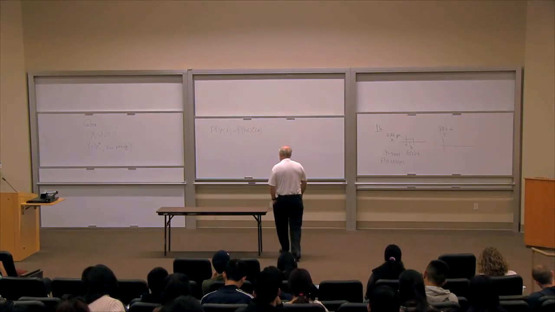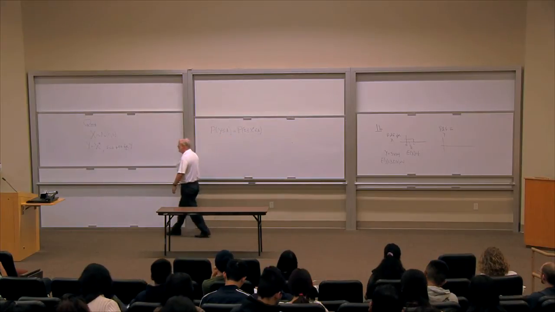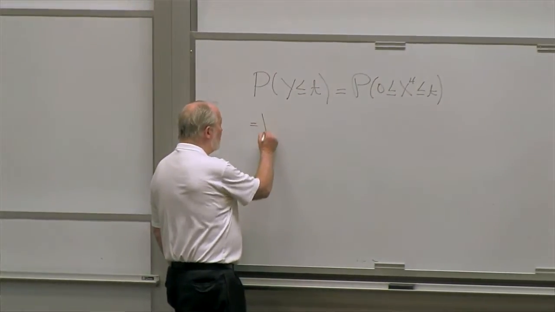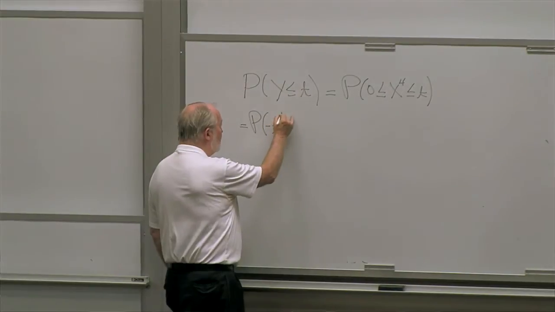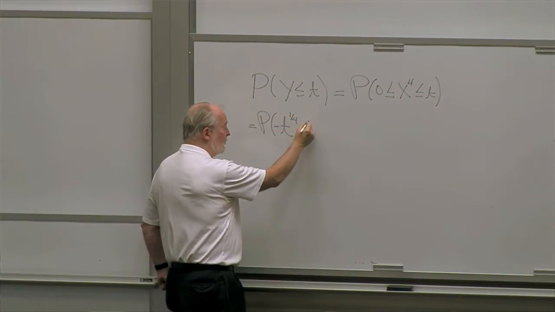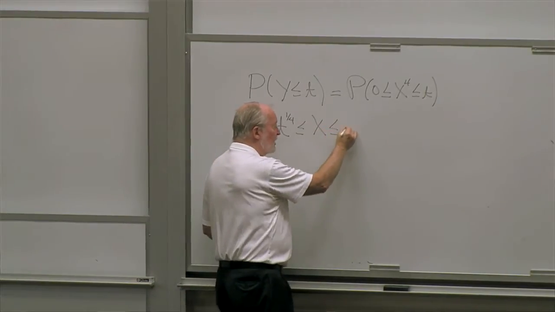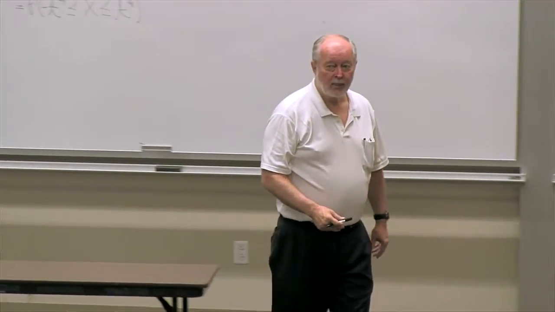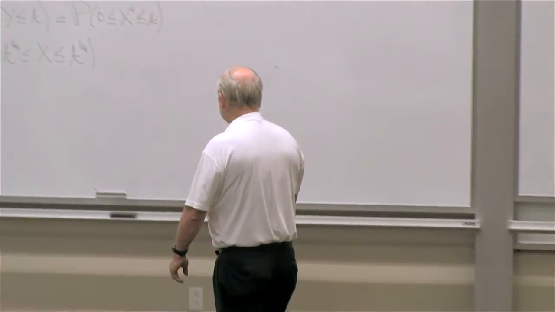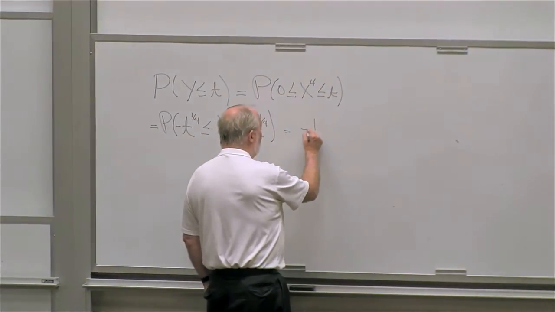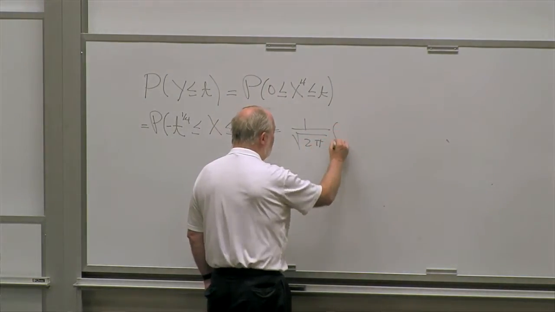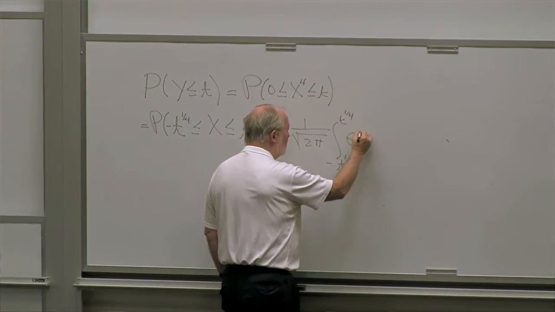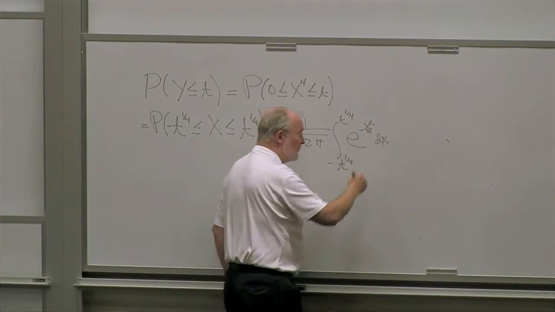Now, I have to solve for X because that's the only thing I really know. It is a normal distribution with mean 0, variance 1. And so therefore, solving for X, I have that it's the probability of minus t to the 1/4 is less than X is less than t to the 1/4. Any questions on that? Okay. And this right here is equal to 1 over root 2 pi, the integral from minus t to the 1/4 power to t to the 1/4 power of e to the minus x squared over 2 dx.